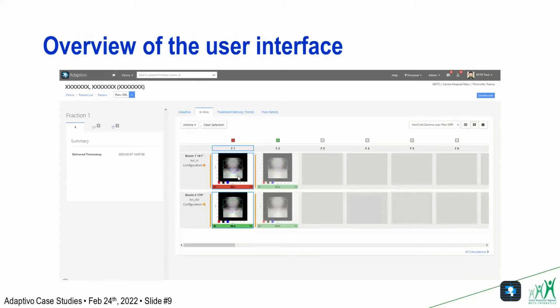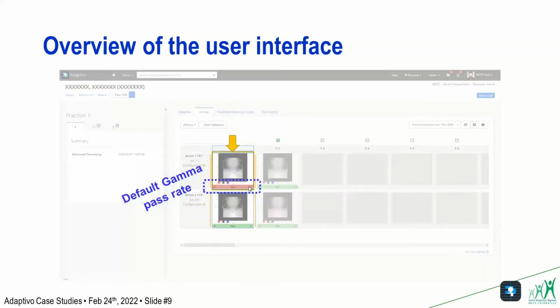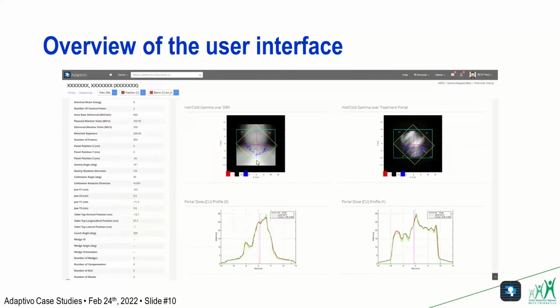Here you can see that it's a VMAT plan with 2 arcs. Here we have the default gamma pass rate that is shown, and we can see that this arc is not correct. If we click on this arc, we have the detailed analysis of this arc. In the detailed analysis, you have a hot and cold gamma map. Here we can see some cold points that are in blue. Below, we have the X and Y profile analysis.